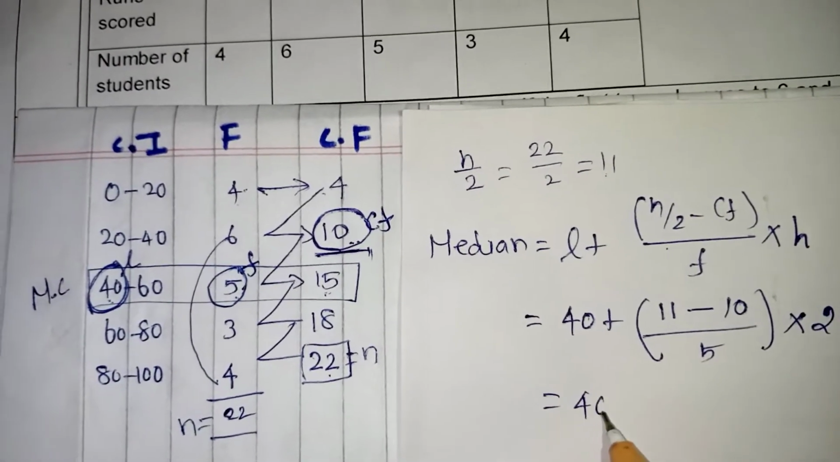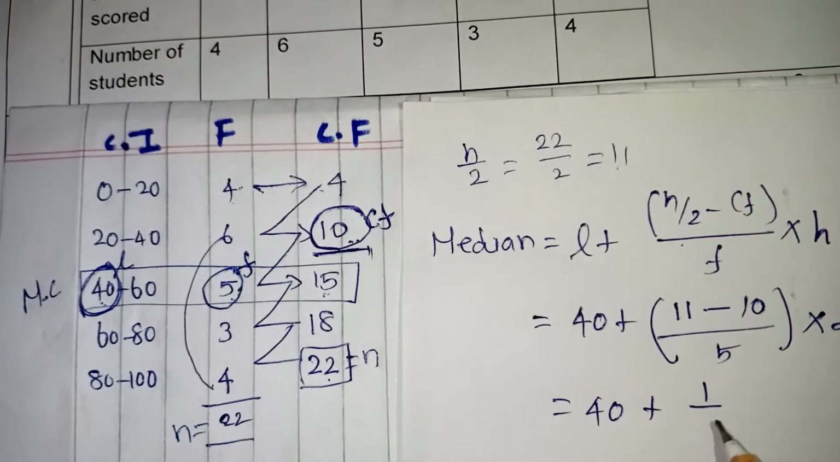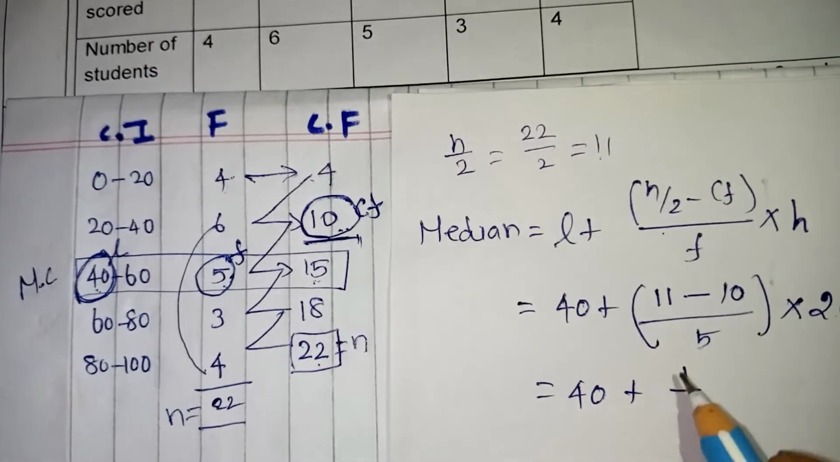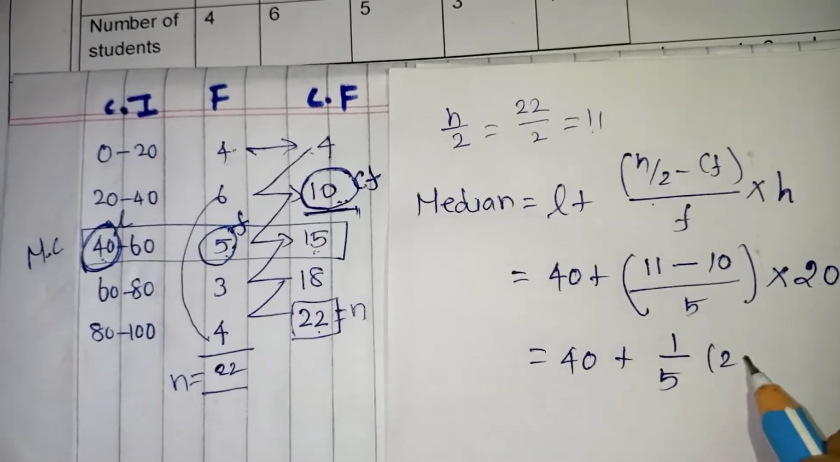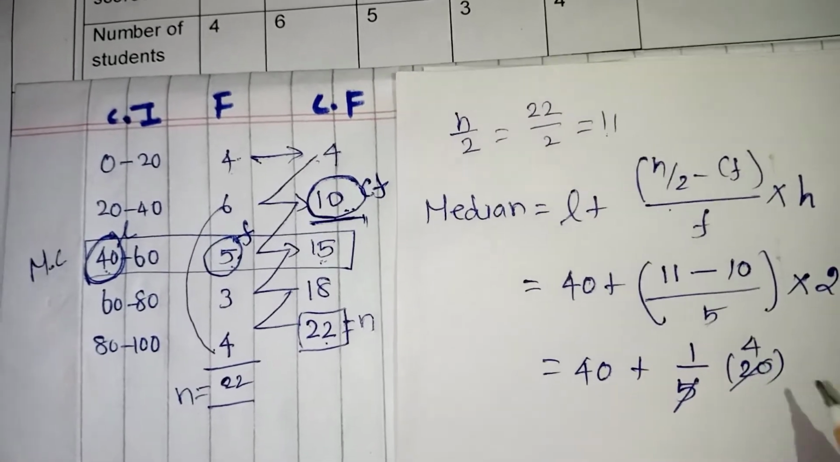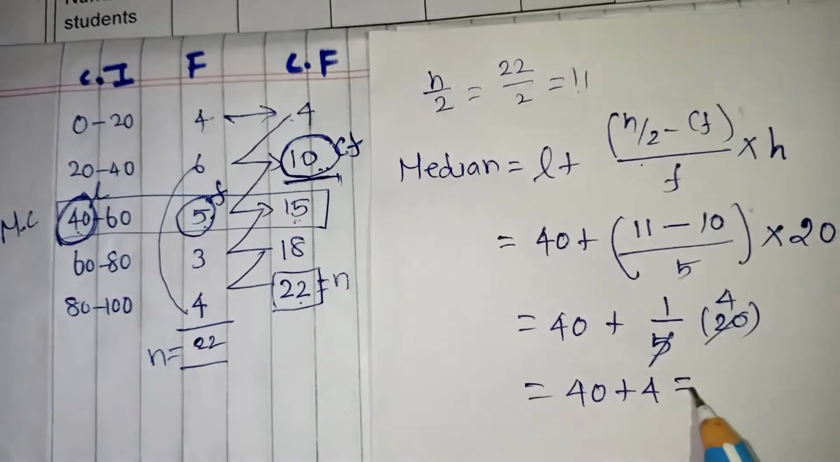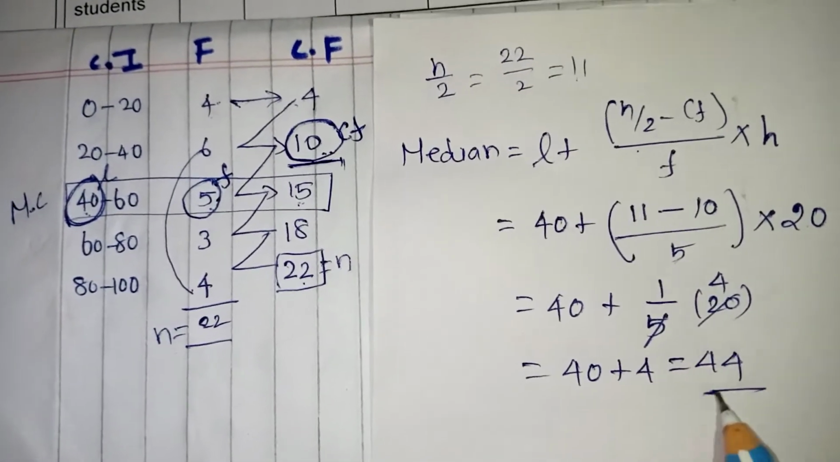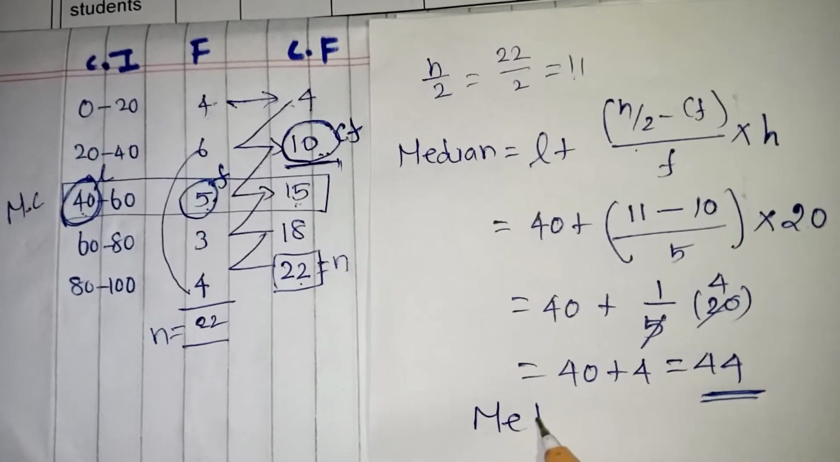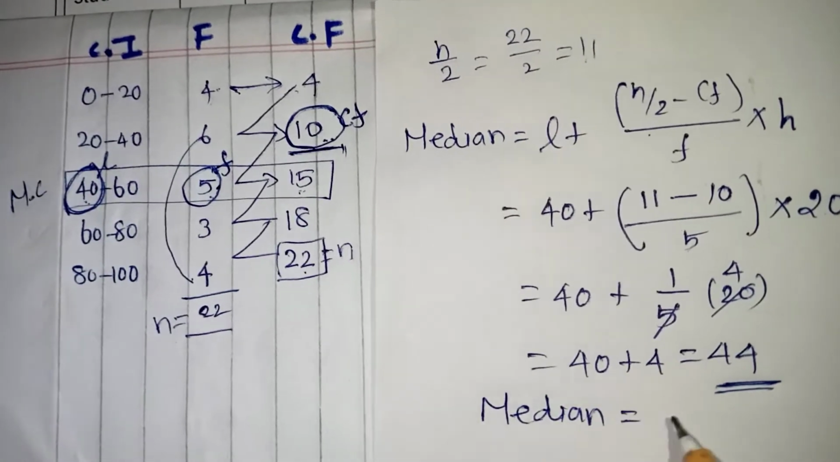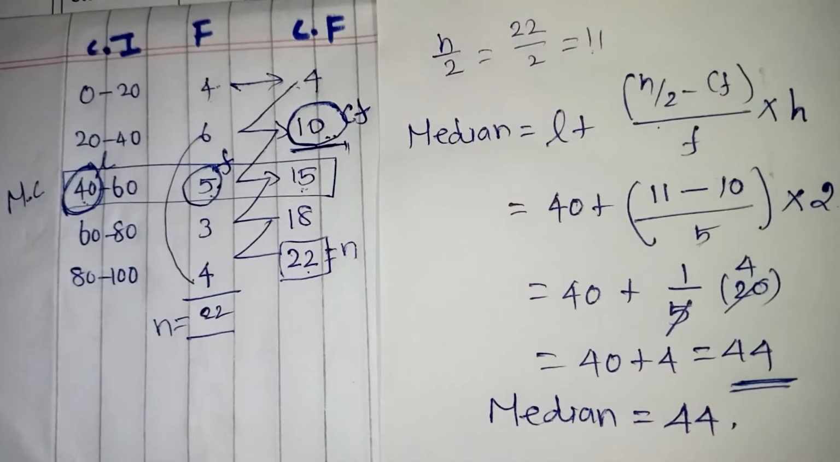Now 40 plus 1 by 5 and 20, we can cancel it. Let's write and cancel here. 1s are 1 and this is 4 times. So 40 plus 1 4s are 4. It will be 44. So 44 is the median run score of the match. Median is 44, your correct answer.